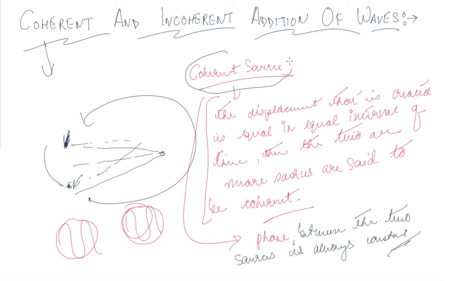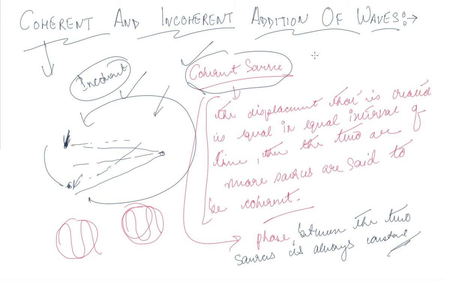Now if you want to define an incoherent source, you can straight away take the opposite definition. If the two sources have unequal displacement in equal intervals of time, then the two sources are said to be incoherent. So now I think we are clear with the definition of what is a coherent source and what is an incoherent source. So now let's look at the vector addition of these two waves.